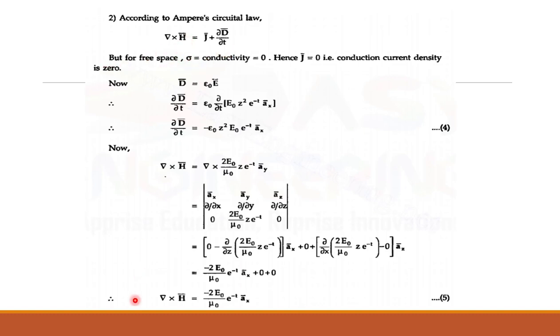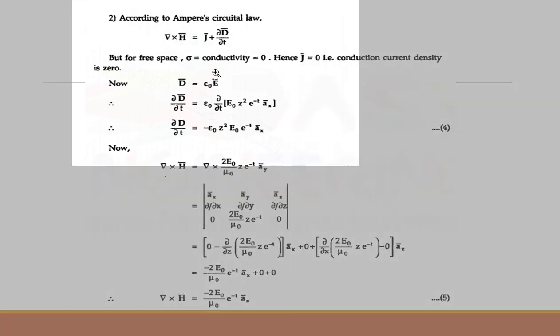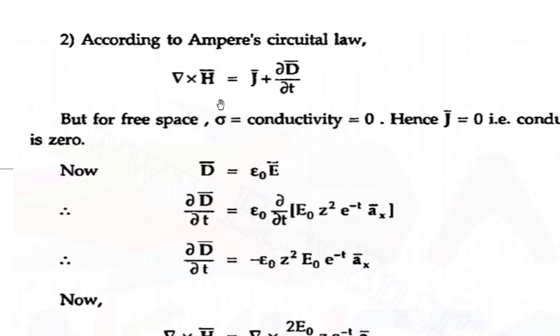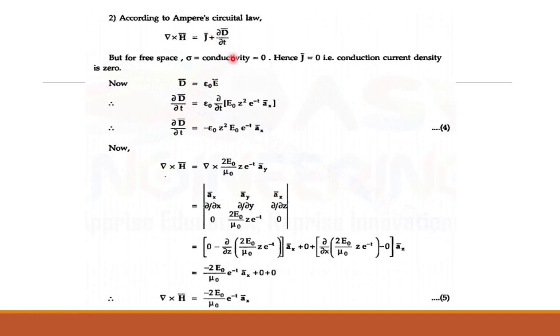So by Ampere's circuital law we know that del cross H bar is equal to J plus dou D by dou t. But for free space, sigma is 0 and J is equal to 0, so this equation will change. Del cross H is equal to dou D by dou t. But what is D? D is equal to epsilon naught E because it is free space. So dou D by dou t is equal to epsilon naught into E bar.